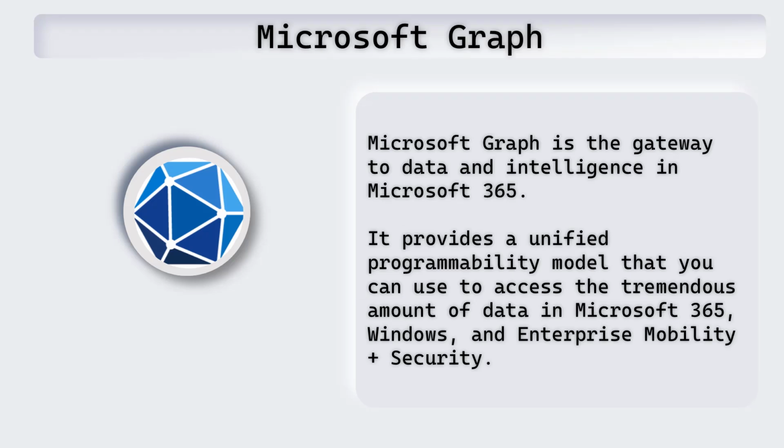Okay, so let's start with the first slide, which is about Microsoft Graph, and I'm sure everyone knows about Microsoft Graph. I've just taken these two sentences from docs.microsoft.com. Microsoft Graph is the gateway to data and intelligence in Microsoft 365, and it provides a programmability model that we can use to access a tremendous amount of data in Microsoft 365, Windows, and enterprise mobility and security. In today's demo, we'll be focusing on getting Microsoft 365 data using Microsoft Graph.